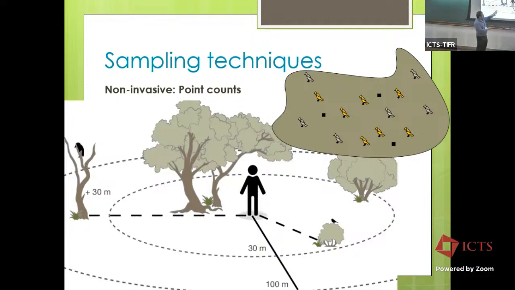The other is to keep in mind that, let's say the yellow ones are the birds that you've detected from these points. So this one is one point, this is another point, this is another point. And the white ones are the ones that you've missed. So clearly you're not seeing every single species that is there. So you are detecting a proportion of the actual number of species that are there.